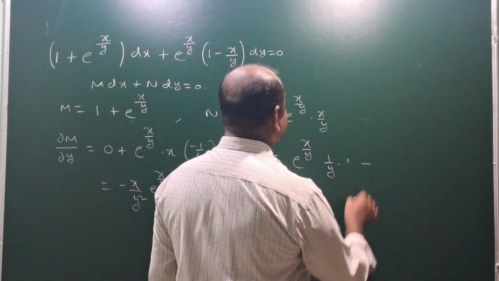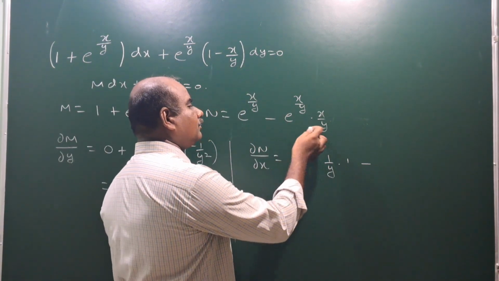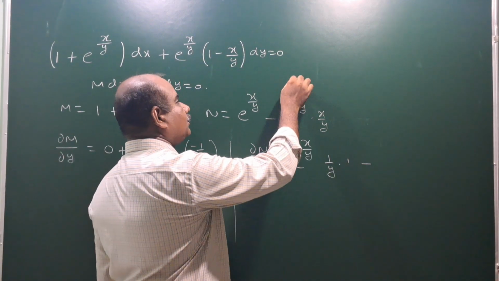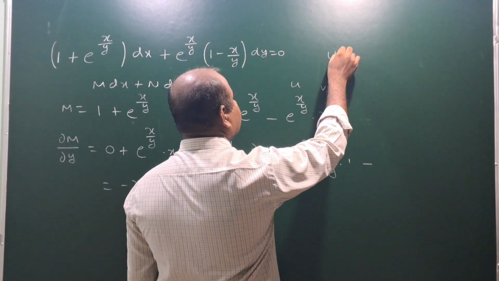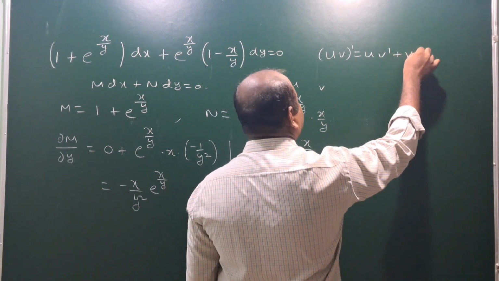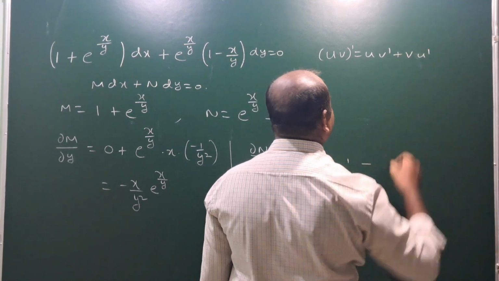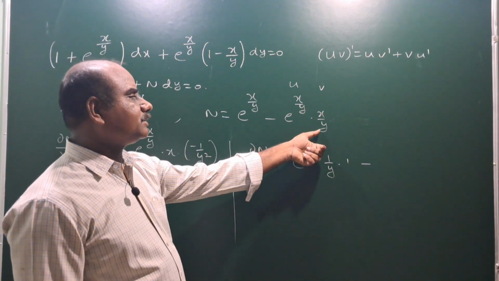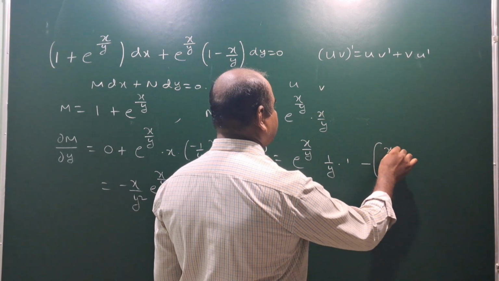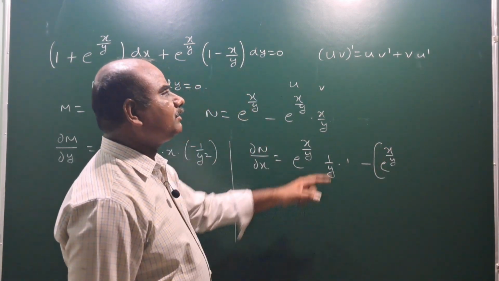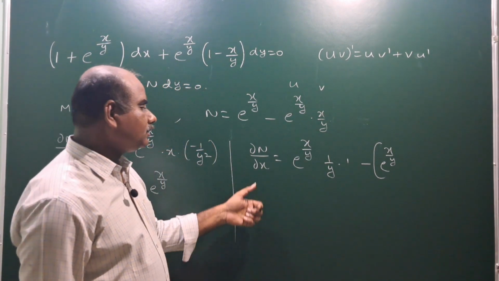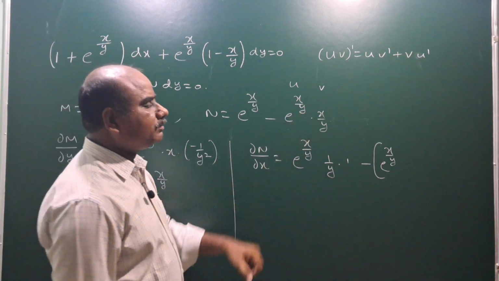Next, the second term contains two terms, u and v. So we treat this as u into v, and we have to apply the product rule: (uv)' = u v' + v u'. Treat e^(x/y) as u and the other one as v. So u into v' means, taking the bracket, e^(x/y) into the derivative of v. The derivative of v means x/y. Since it is a partial derivative with respect to x, in x/y, 1/y is constant.